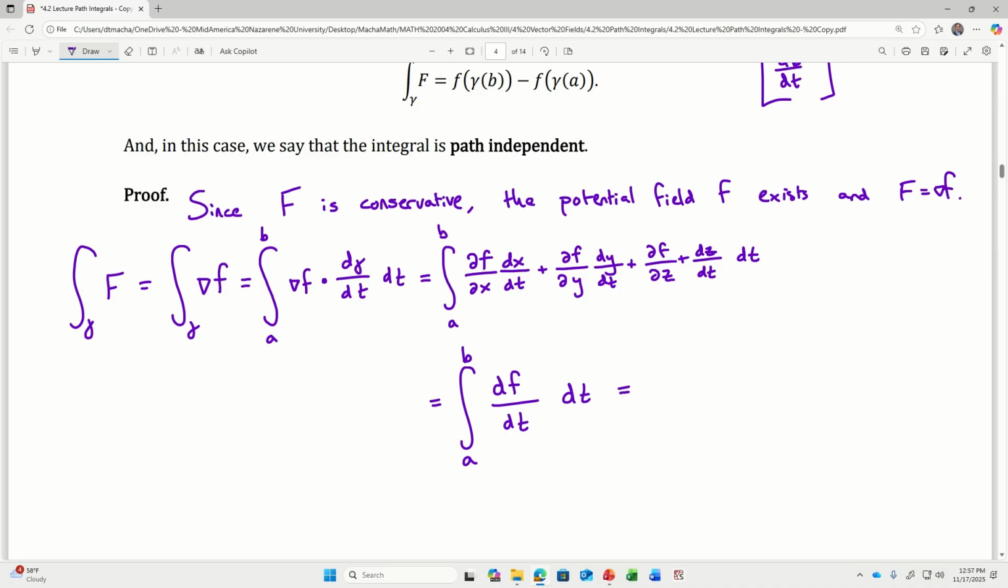And if I'm taking the antiderivative of the derivative of my potential field, then it's really the potential field evaluated at the end point minus the potential field evaluated at the start point. And at some point along here, we switch the bounds. Oh, that plus sign doesn't belong.